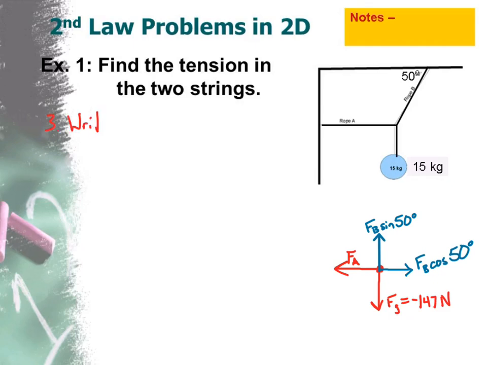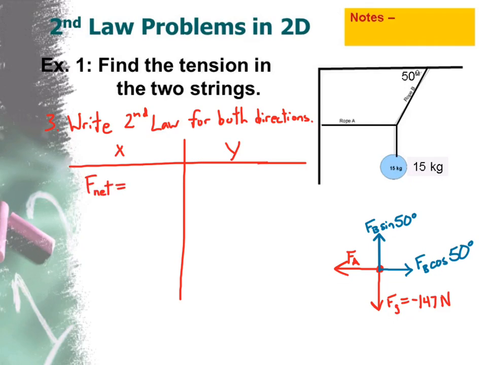Now that I've done that, the third step is to write the second law for both directions. So I'm going to create my little x and y table, and I'm going to write F net equals ma for the x direction, and I'm going to do the same for the y direction. The x direction is these two forces right here, this one and this one. Oh, and I forgot a negative FA on my little diagram there. Oops. But I did remember it over here. So let me quickly put that in there in my diagram.